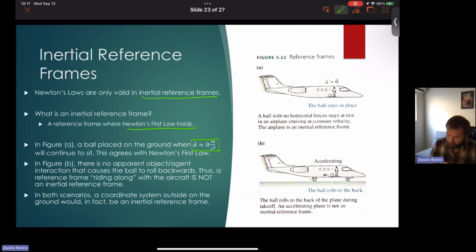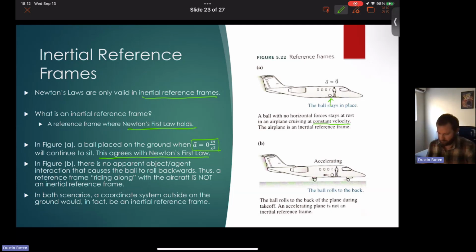So if we consider figure A, we have a ball that's placed on the ground of an aircraft, when this aircraft is moving at a constant velocity. It's not speeding up, it's not slowing down, we're at cruising altitude. If you set a ball down right here, that ball's not going to move. It's just going to sit there where you put it. No big deal. So this agrees with Newton's first law of motion: an object at rest stays at rest unless acted on by a force.